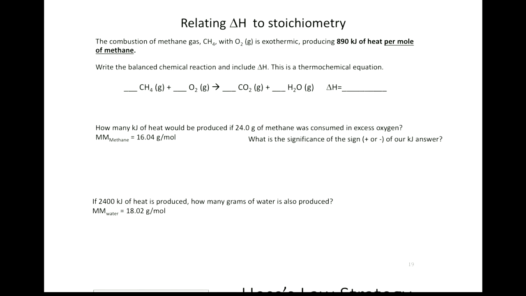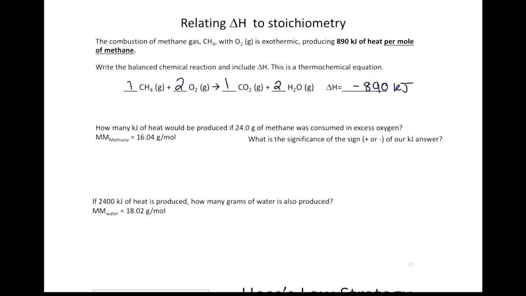So relating delta H to stoichiometry, it works exactly the same. If we balance this chemical reaction, the combustion of methane, I think we need a 2 in front of water and a 2 in front of oxygen, and then we have 1s here. So this chemical reaction, I tell you, produces 890 kilojoules of heat. So that means that delta H value is negative 890 kilojoules.